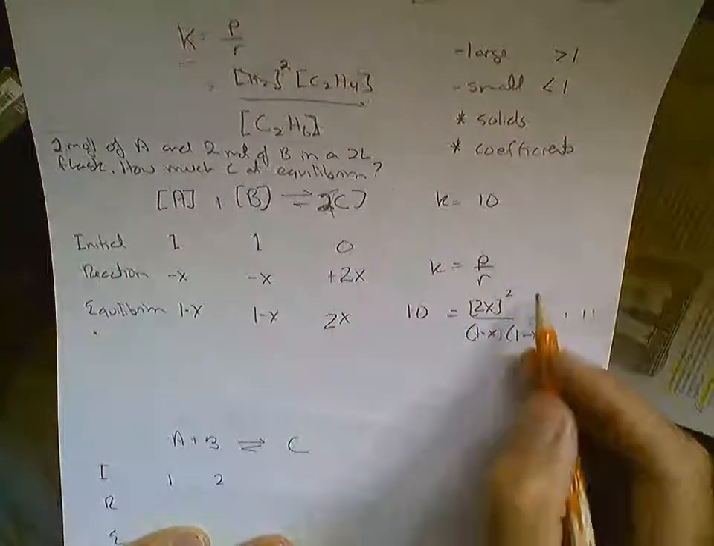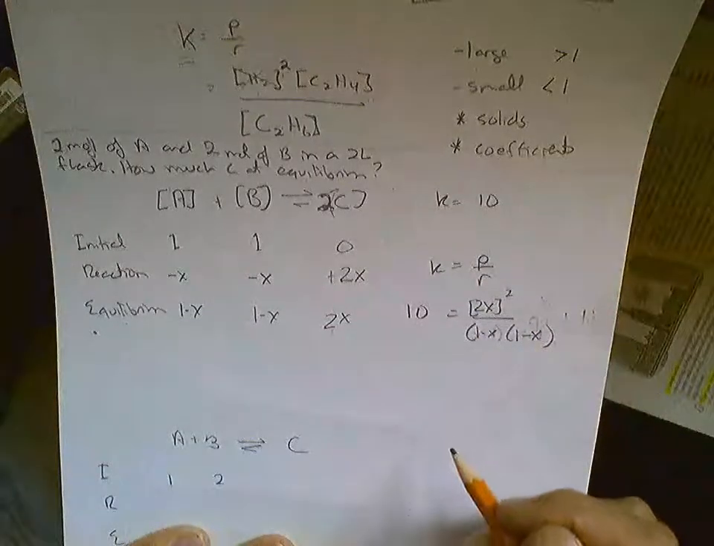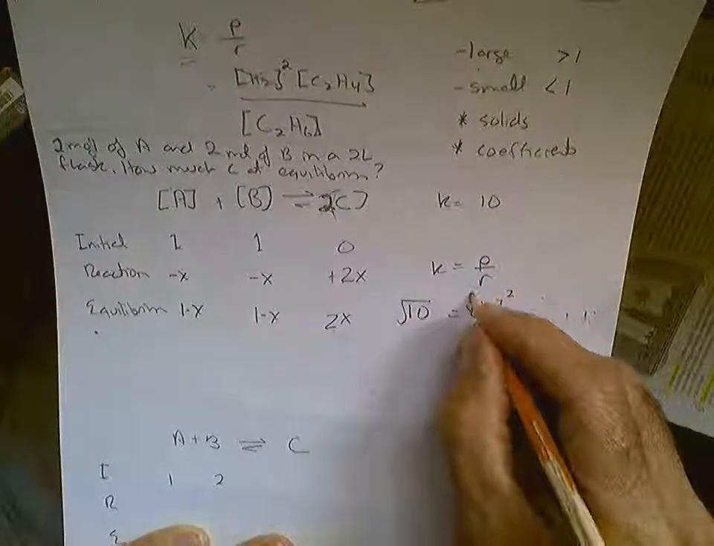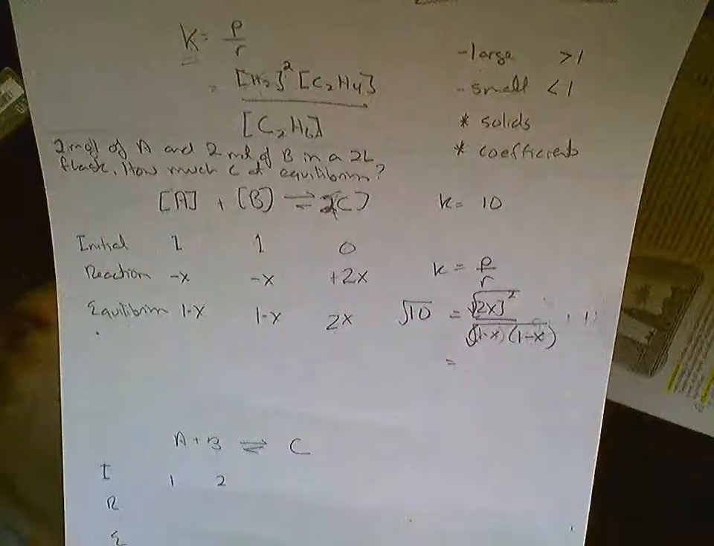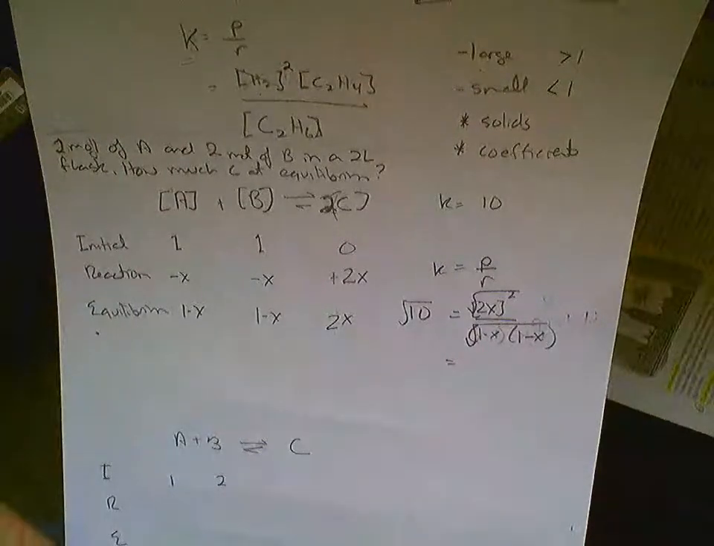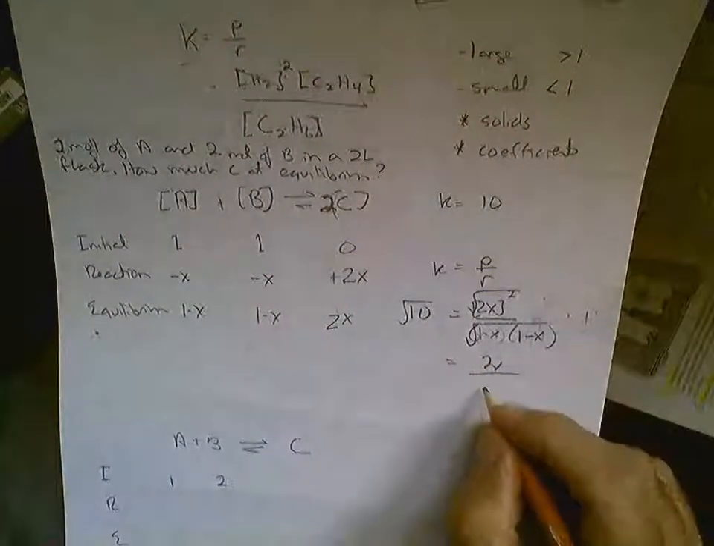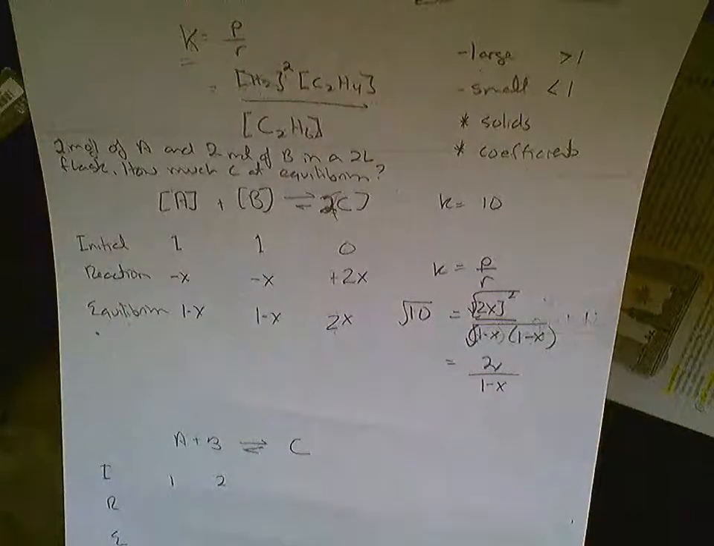We can see a square in two different ways. We can see it because we can actually see a squared sign, or we can have two things that are the same. If you have a square on the top and bottom, take the square root of everything. And this will simplify. And what I'm going to do in the next video is show you what we do when we don't have a square. So the square root of 2x squared is 2x. The square root of 1 minus x times 1 minus x is 1 minus x. And the square root of 10 is 3.2.